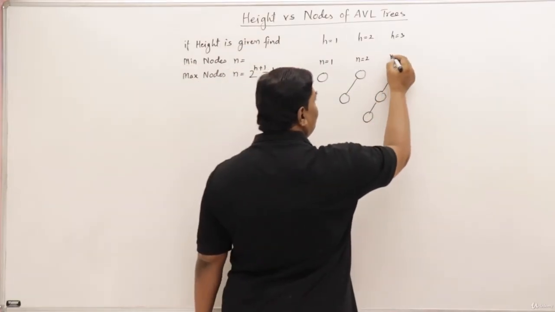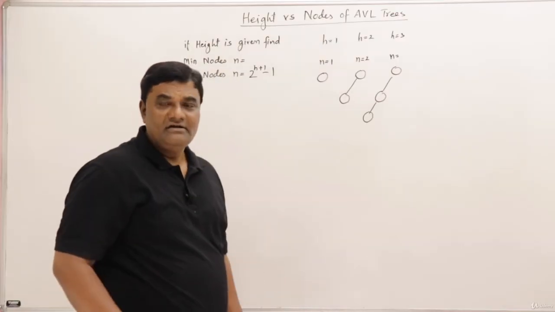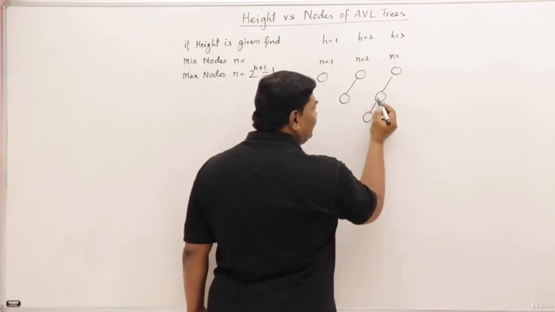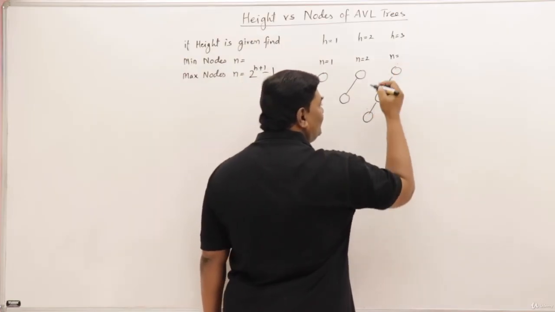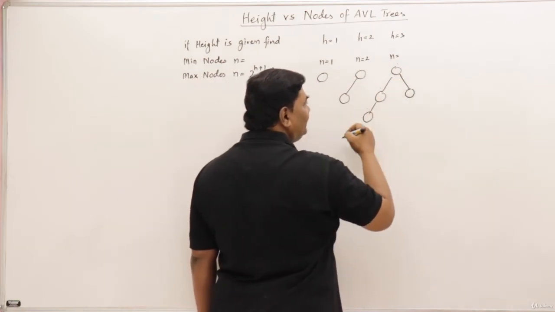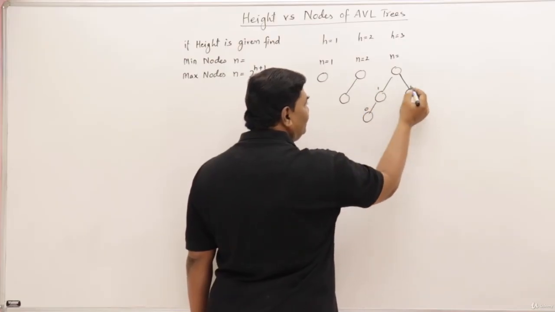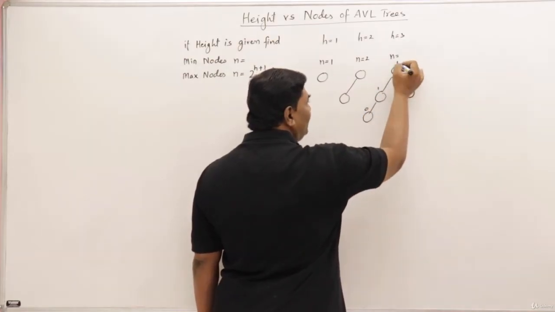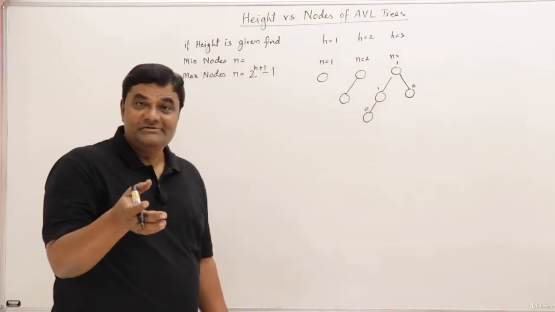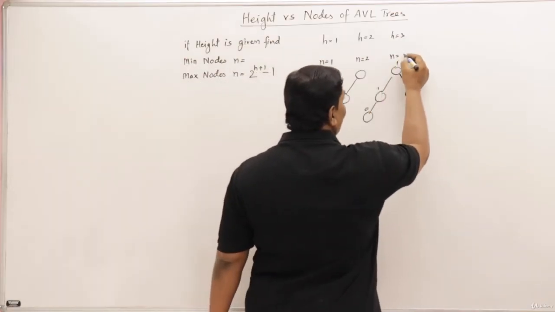Minimum 3 nodes? No, this is wrong. Is it an AVL tree? AVL tree means height balanced. So if you check the balance factors, this is 0, this is 1 and this is 2. This is not balanced. So I need one more node on this side to make it balanced. Now the balance factors are 0, 0, 1, 0 and this is 1. Yes, this is balanced. Minimum nodes means it must be balanced. So minimum how many nodes required? 4 nodes required. So take 4.